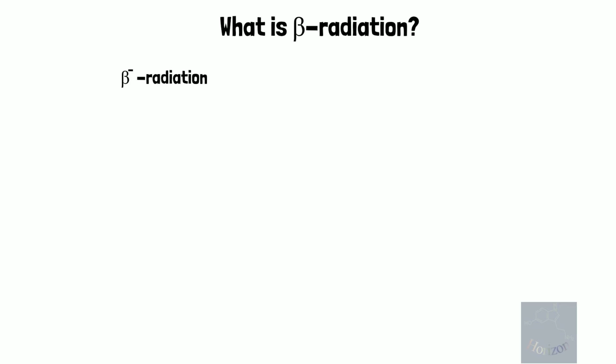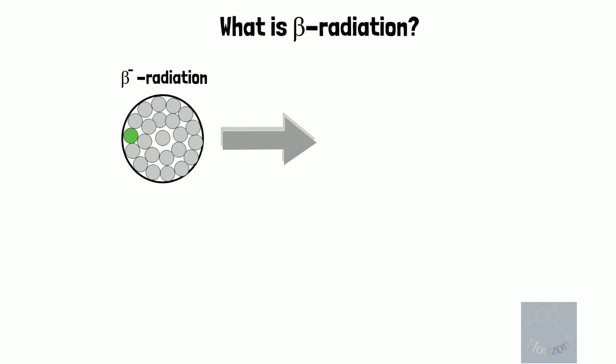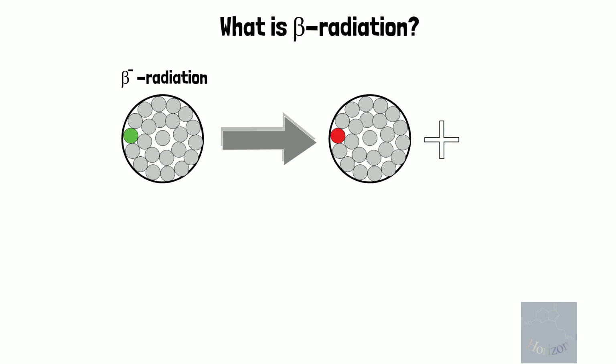Wait a second, from the nucleus? But there are no electrons in the nucleus. Yes, that's correct. Usually, there are no electrons in the nucleus, but during beta-minus radiation, a neutron is converted into a proton. During this process, an electron is formed, which is then emitted. The number of nuclides does not change, but the atomic number increases by 1, so the element is changed.